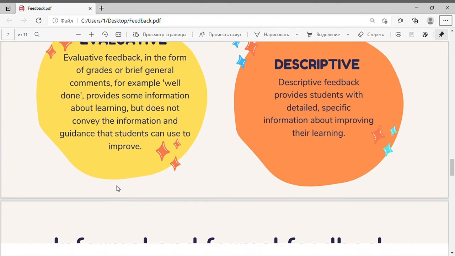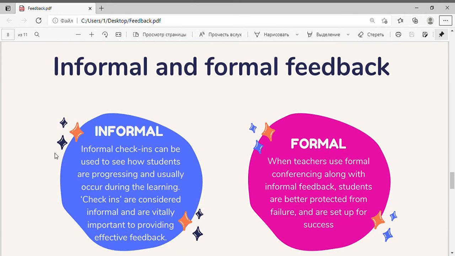The next types of feedback are informal and formal feedback. Teachers can meet with a few students per day or per week depending on specific projects, deadlines, and the individual students' needs. It's important to plan these conferences in a structured way with a focus on individualized goals so both teacher and student make good use of their time.